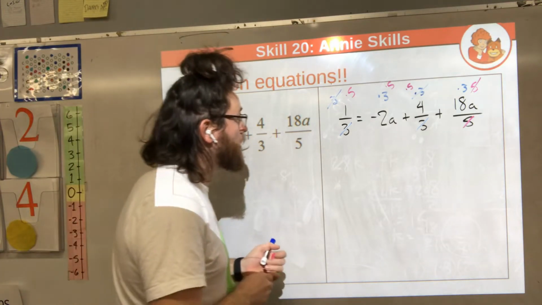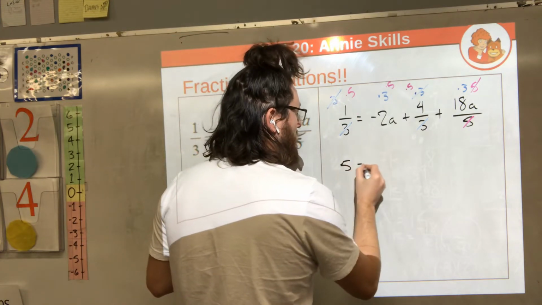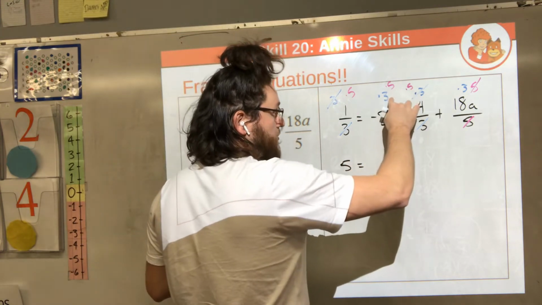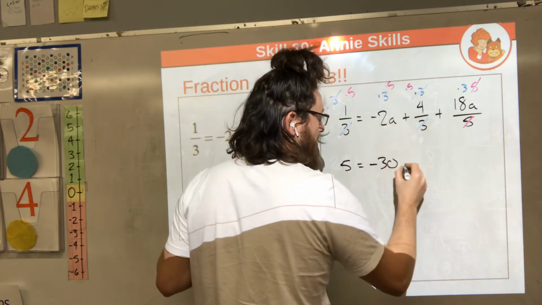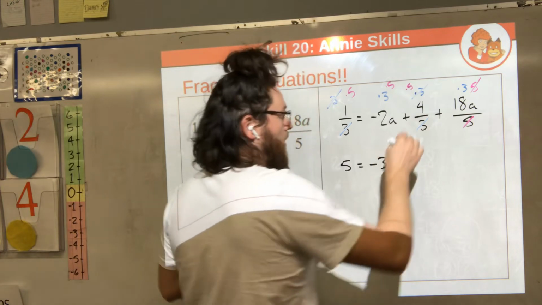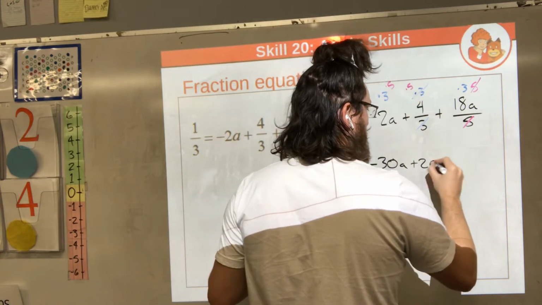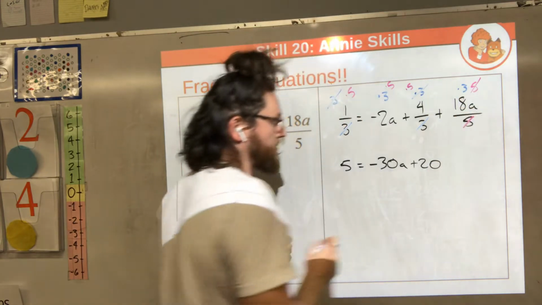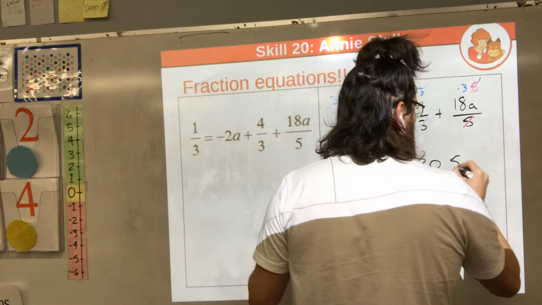So if I look here, the 3's canceled, so I'm left with 5 times 1. That's just 5. Okay, 5 times 3 is 15, times negative 2 is going to be negative 30, and I've got an A hanging out. Here the 3's canceled. 5 times 4 is 20. And over here, 3 times 18, let's see, that's going to be 54A.